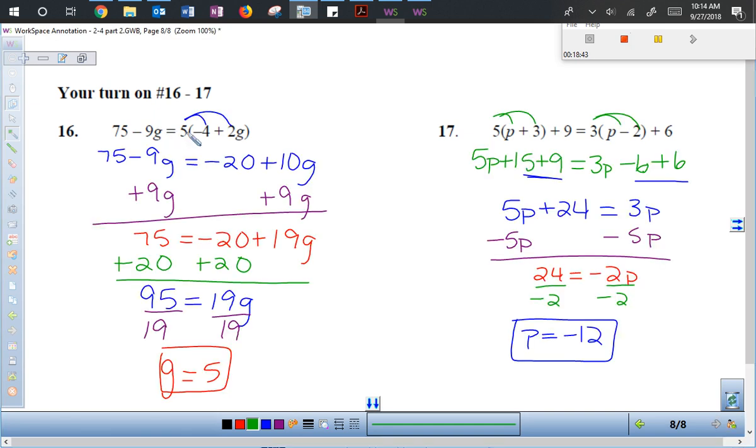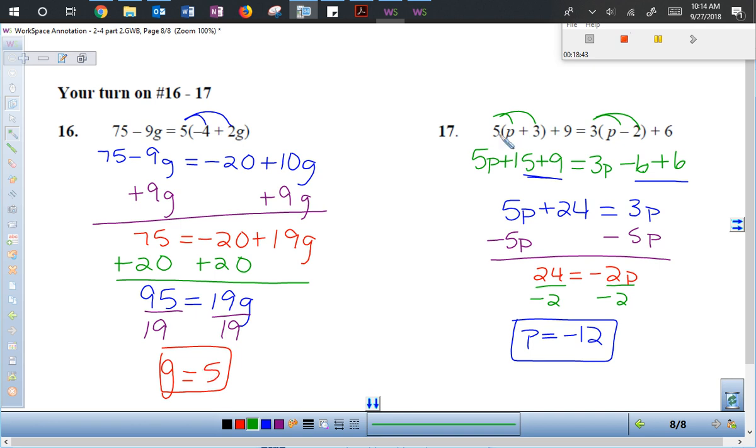Okay, on number 16, I first started by distributing my 5 to get 75 minus 9g equals negative 20 plus 10g. I added 9 to each side, and then I added 20 to each side, and then I got 95 equals 19g. I divided each side by 19 and got g equals 5. Now some of you might have chosen to subtract 10g from each side and then subtract 75 from each side, which is fine. That would have just ended you up with a negative 19g equals 95, but you still should have gotten the same answer as g equals 5.